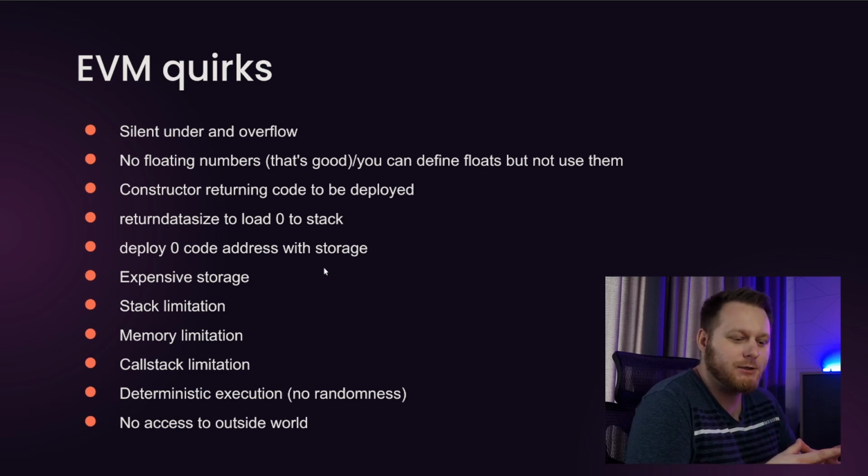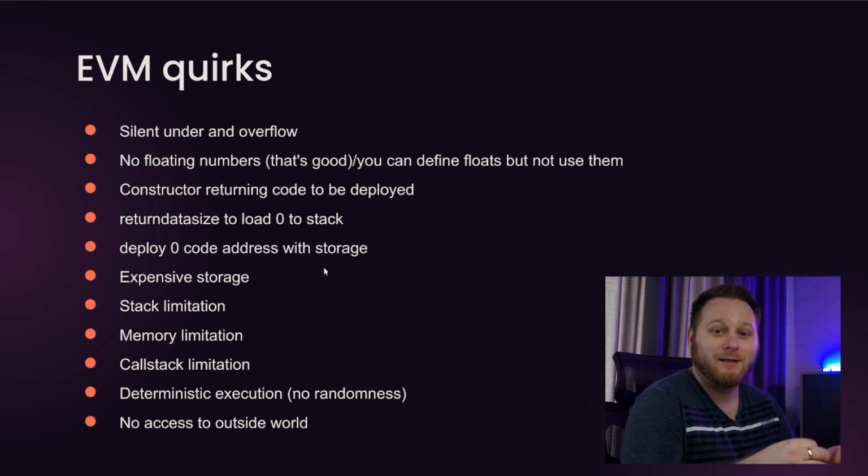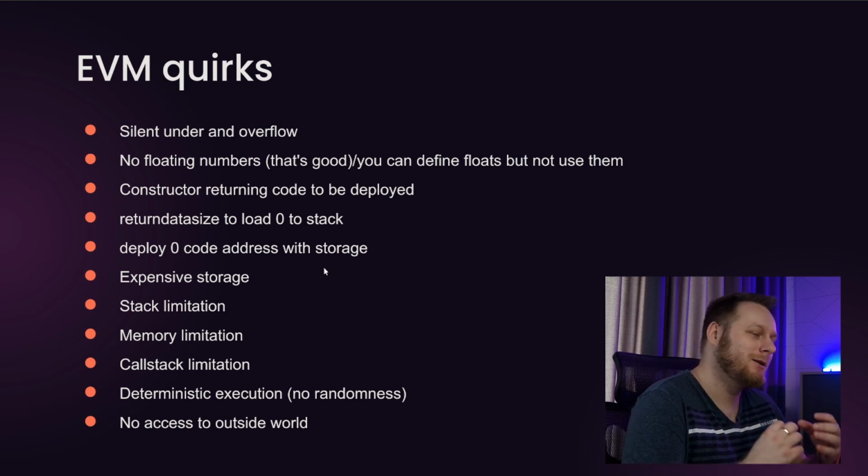Concerning memory limitation, we have this quadratic memory expansion cost. And this is because if you, for example, just allocated gazillions of bytes, the underlying node executing the code would have to allocate thousands, tens of thousands of gigabytes. And of course, no node has that. So it has to be limited, again, to prevent denial of service attacks.